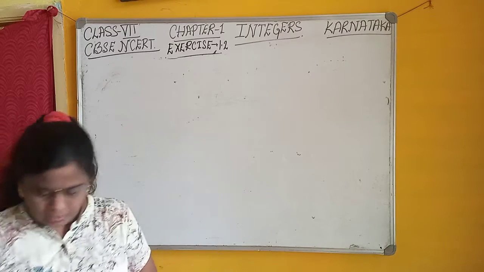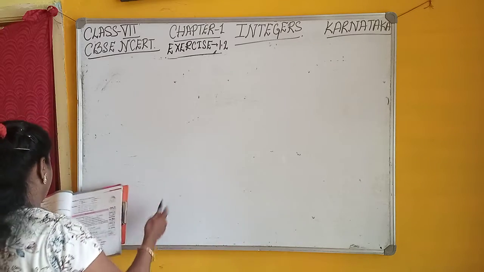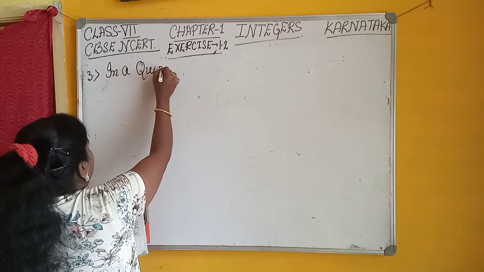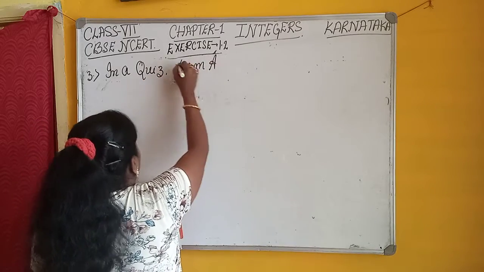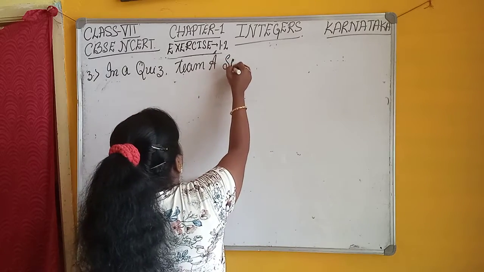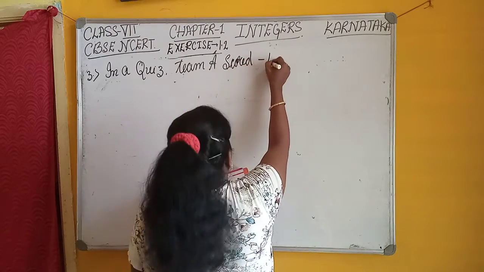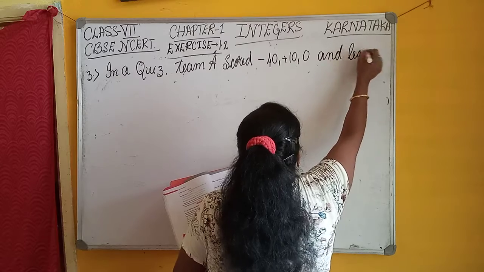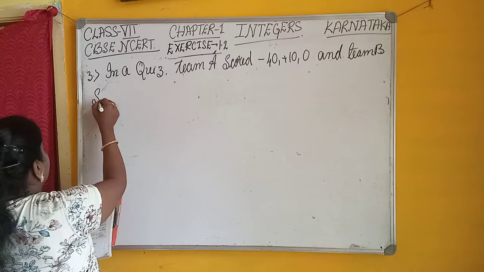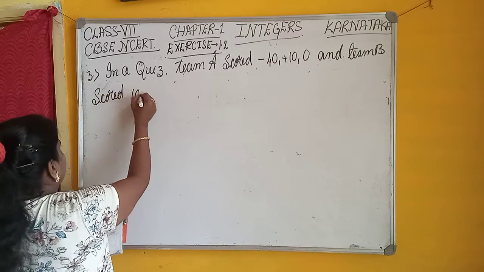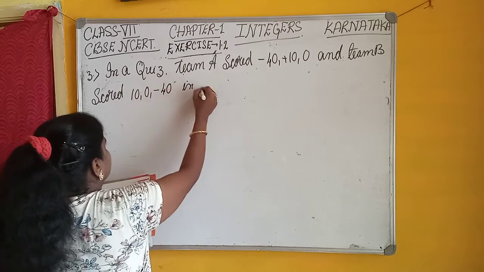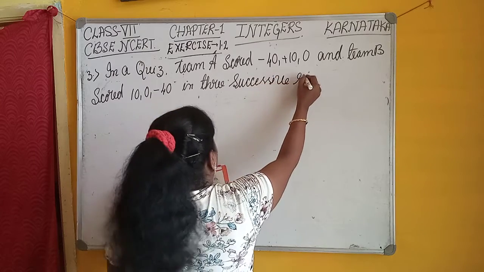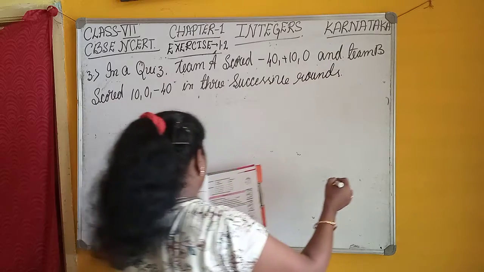The third question in a quiz. In a quiz, team A scored minus 40, plus 10 and 0, and team B scored 10, 0, minus 40 in 3 successive rounds. Which team scored more?